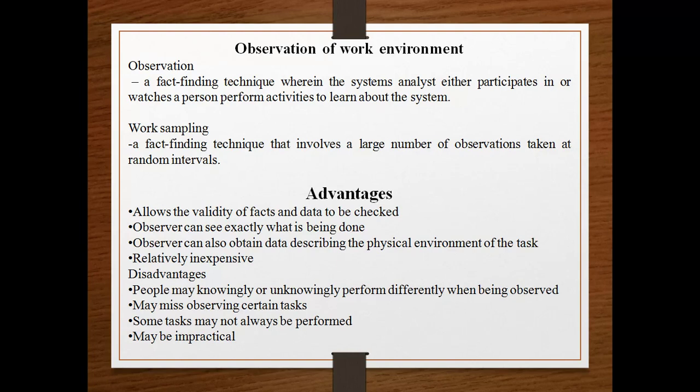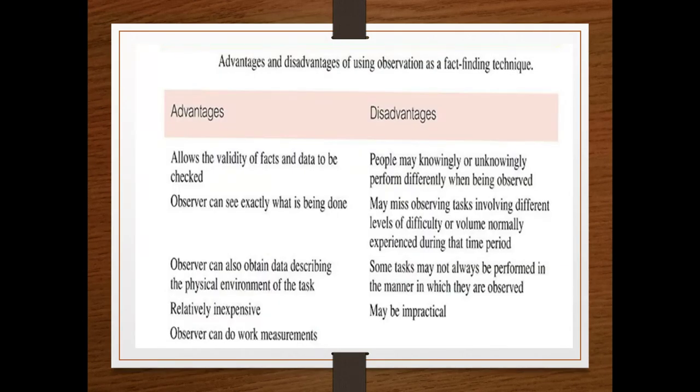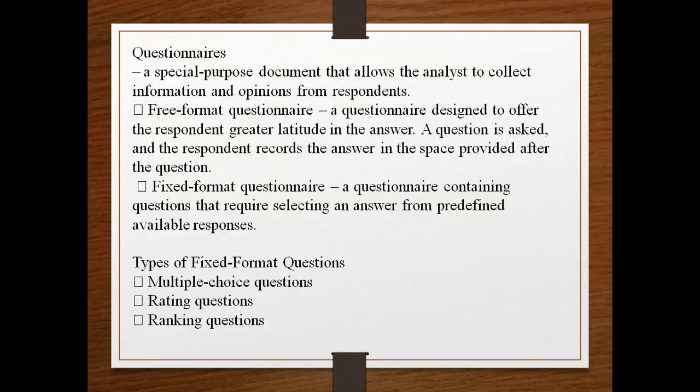Whenever we observe certain things, people sometimes knowingly or unknowingly start behaving differently. So if the data or knowledge is different at different times, it is going to create a mess for us at the time of creation of the system. May miss observing certain tasks. Certain tasks may be missed. Some tasks may not always be performed and may be impractical. Again, disadvantages and advantages, I have just put them into two columns.